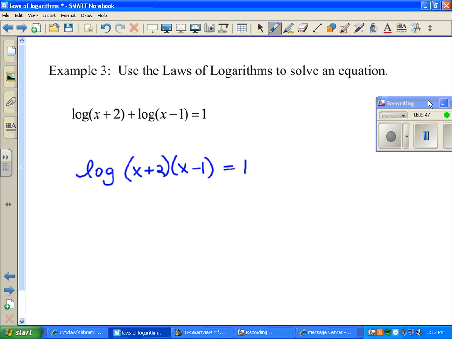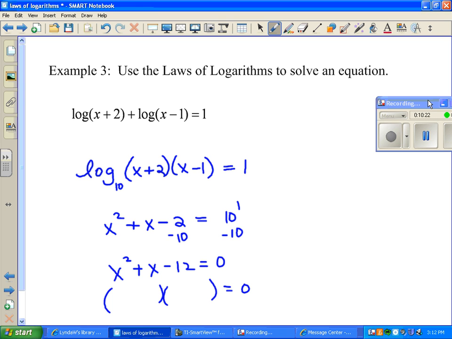Now, the base of this problem, even though you don't see it, is 10. So the next thing I'm going to do, and this usually confuses students, they don't always see this, is I'm going to rewrite this without the logarithm. I have x plus 2 times the quantity x minus 1, which I'm going to FOIL out. X squared plus x minus 2 equals 10 to the first power. Okay, then this is a quadratic, so I'm going to subtract 10, set it equal to 0, x squared plus x minus 12 equals 0, and then I'm going to try to factor this one.